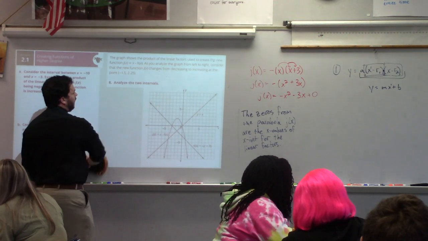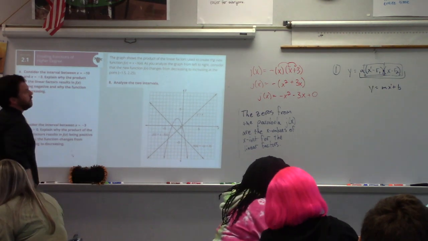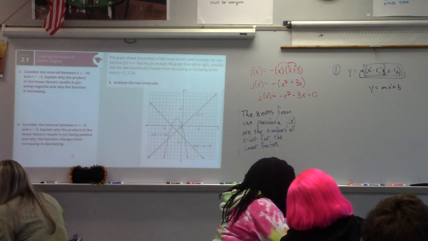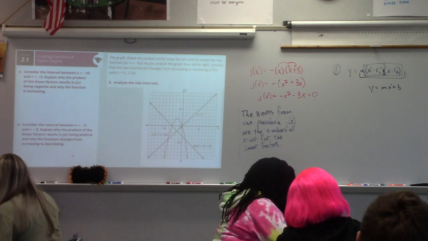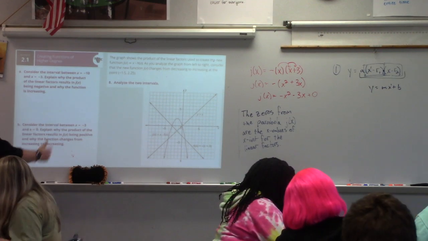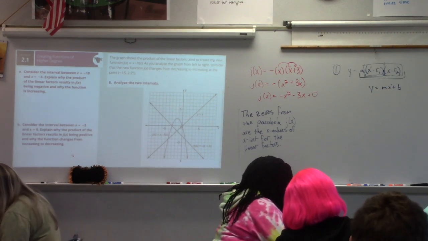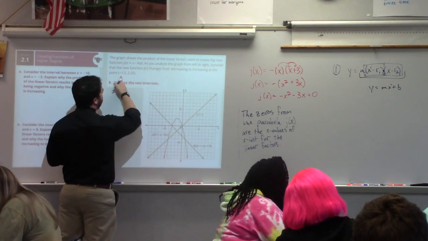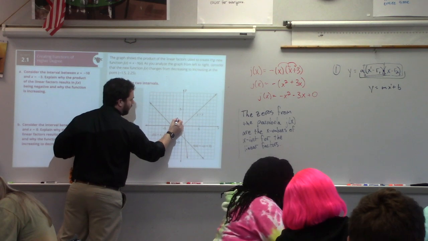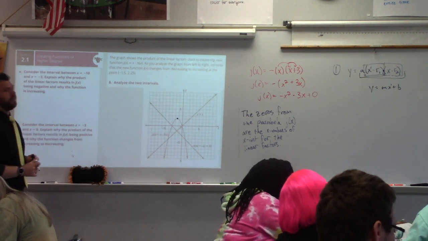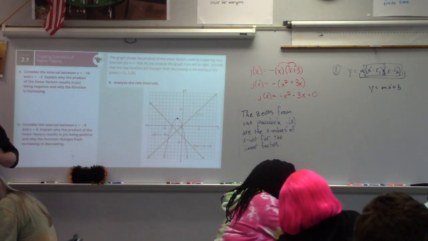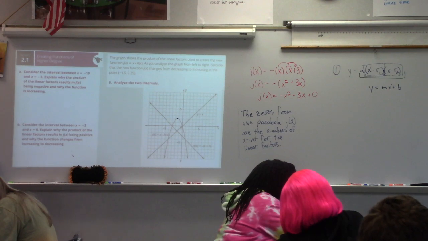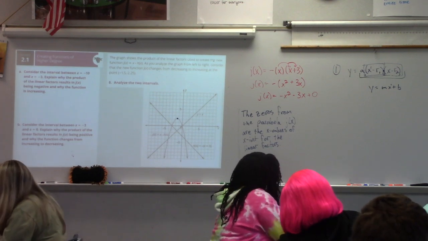The graph shows the product of the linear factors used to create the new function. As you analyze the graph from left to right, consider that the new function j of x changes from decreasing to increasing at this point. So there's that point, negative 1.5, 2.5. What do they mean that it's changing from decreasing to increasing?